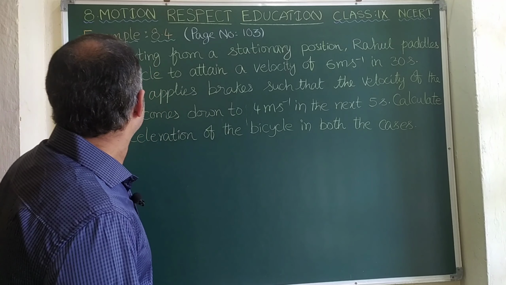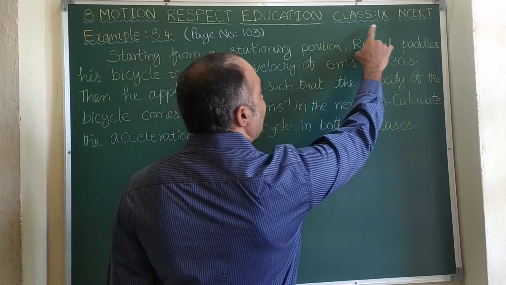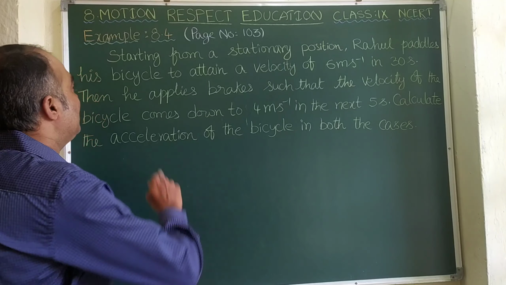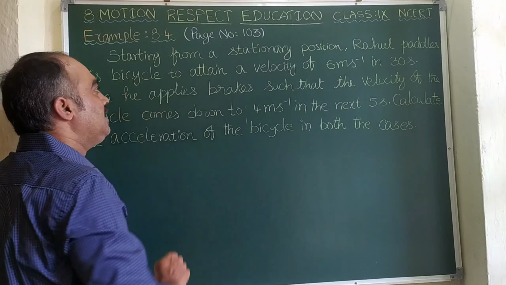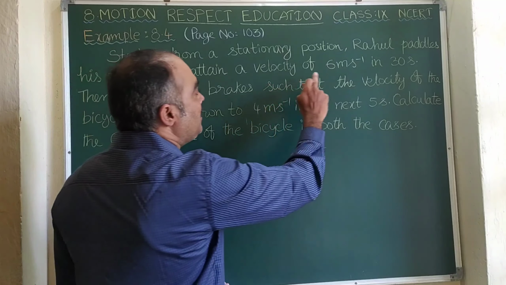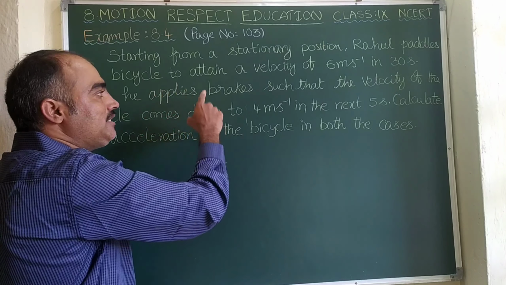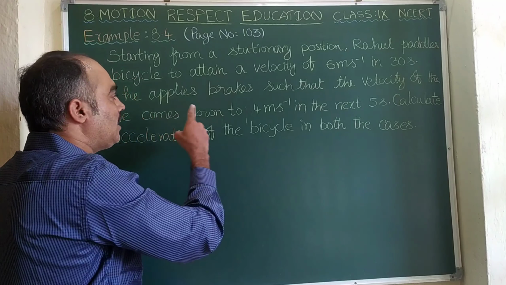Now we see example 8.4, which is on page number 103 of the class 9 NCERT textbook, 8th chapter, Motion. Let us see the question. Starting from a stationary position, Rahul pedals his bicycle to attain a velocity of 6 meters per second in 30 seconds. Then he applies brakes such that the velocity of the bicycle comes down to 4 meters per second in the next 5 seconds. Calculate the acceleration of the bicycle in both the cases.